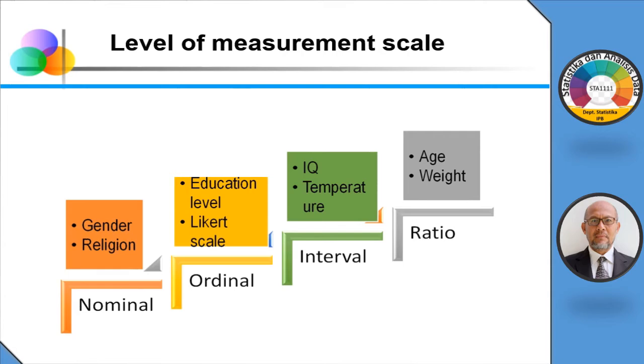This is different from, for example, age and weight. If your weight is 100 or 90 kilogram, this is twice of the 45 kilogram, right? This is ratio. So we call interval and ratio measurement a quantitative scale. Okay, there are still many other examples of every scale of data.